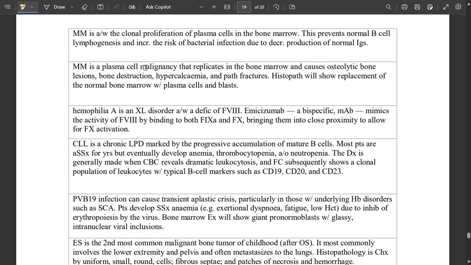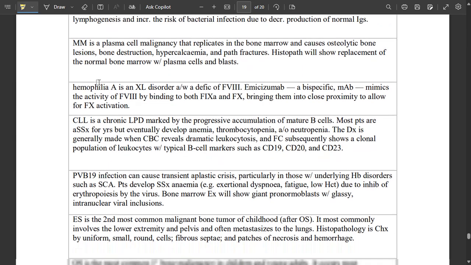Multiple myeloma is a plasma cell malignancy that replicates in the bone marrow and causes osteolytic bone lesions, bone destruction, hypercalcemia, and pathological fractures. Histopathologically, there is replacement of normal bone with plasma cells and plasma blasts. So plasma cells and plasma blasts fill up the bone marrow.